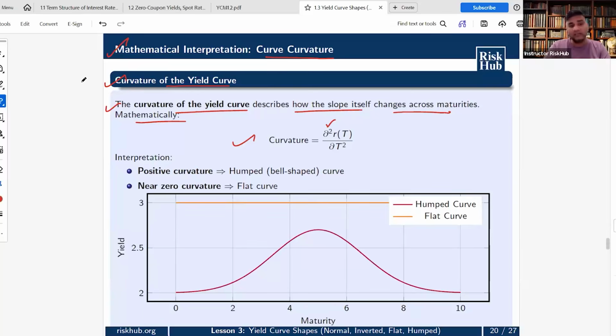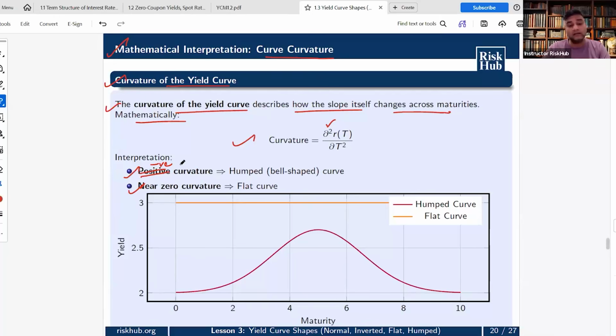I'll add a clarification here: the first reading is signed backwards. A hump is a local maximum, and at a local maximum the second derivative is negative, not positive. Positive second derivative means the curve is convex upward, which is a trough or U shape, not a hump. The correct statement is negative curvature implies a hump curve. Positive curvature implies a U-shaped or dipped curve.